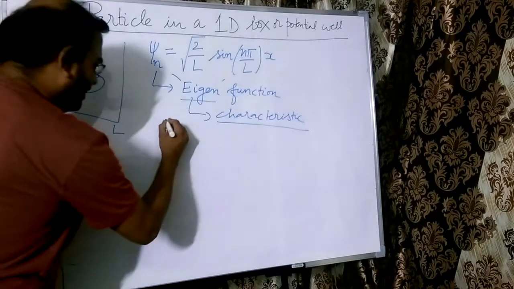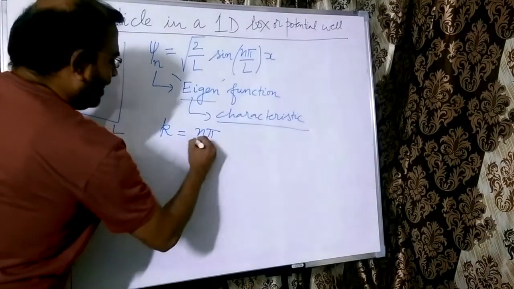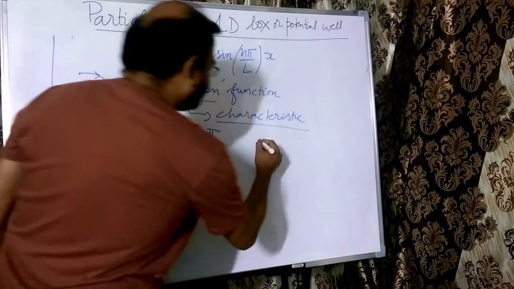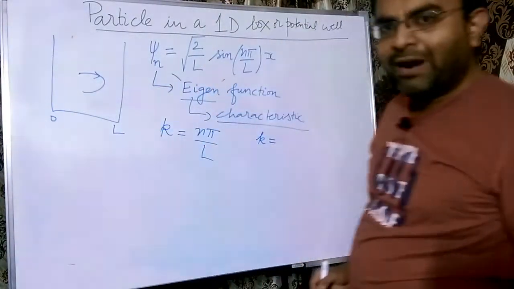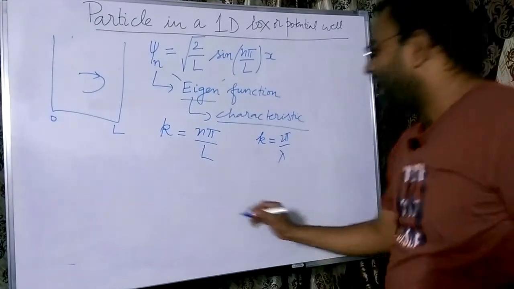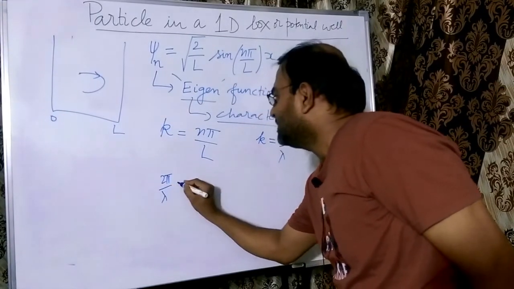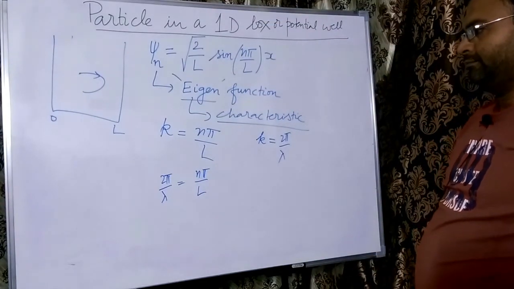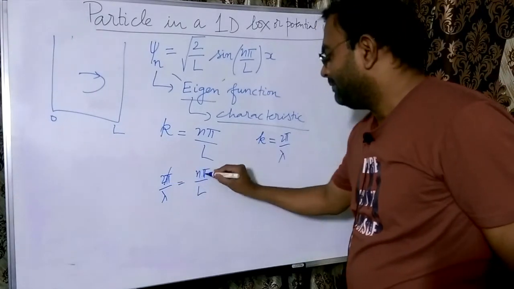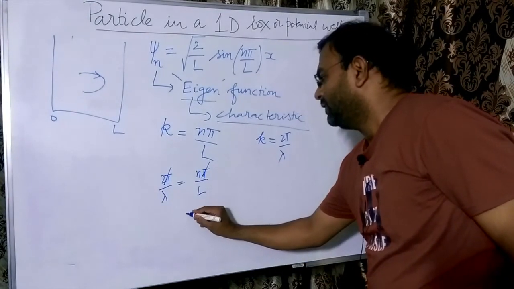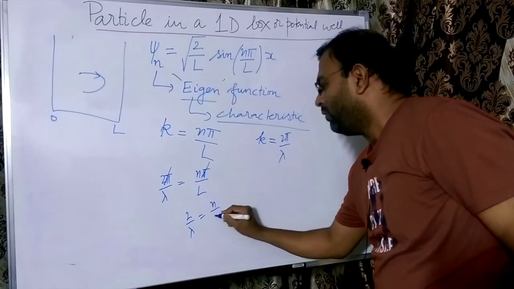We have already derived the wave number expression as n pi by L. This is wave number. We know that the wave number is related to what is called the wavelength of the particle, which is 2 pi by lambda. Therefore, we can start writing that here: 2 pi over lambda is equal to n pi by L. If you cancel out pi's, two over lambda is equal to n over L.